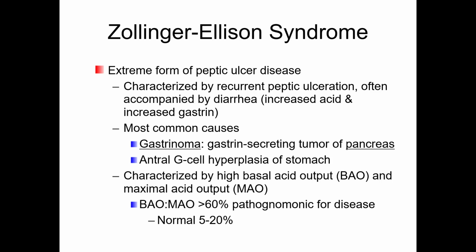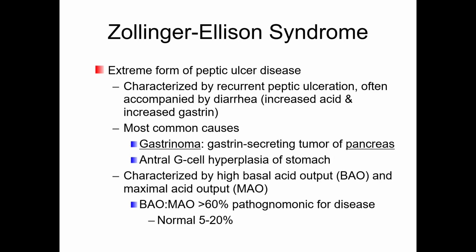Zollinger-Ellison syndrome, also abbreviated ZE syndrome. This is an extreme form of peptic ulcer disease. It's characterized by recurrent peptic ulceration, often accompanied by diarrhea. So what's characteristic of this disease is you see an increase in acid and an increase in gastrin. The most common causes of ZE syndrome include a gastrinoma.